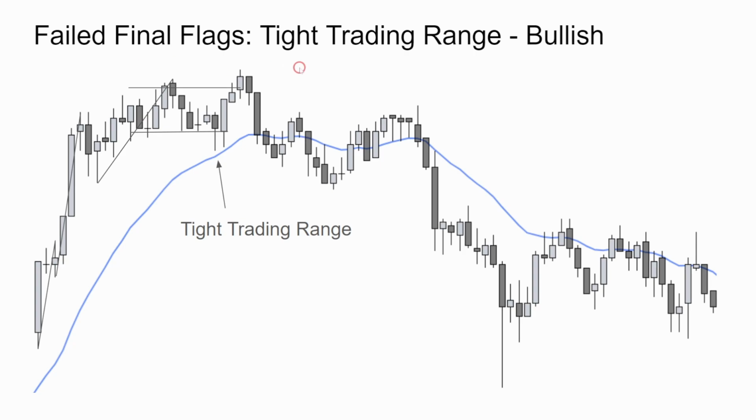Failed final flags, tight trading range, bullish. Here we see the bulls have a leg 1, pull back leg 2, pull back leg 3. The nested wedge right here. Bears break the trend line and we go into a TTR. Bulls go for the breakout and it fails. This leads to a few swings lower for the bears.